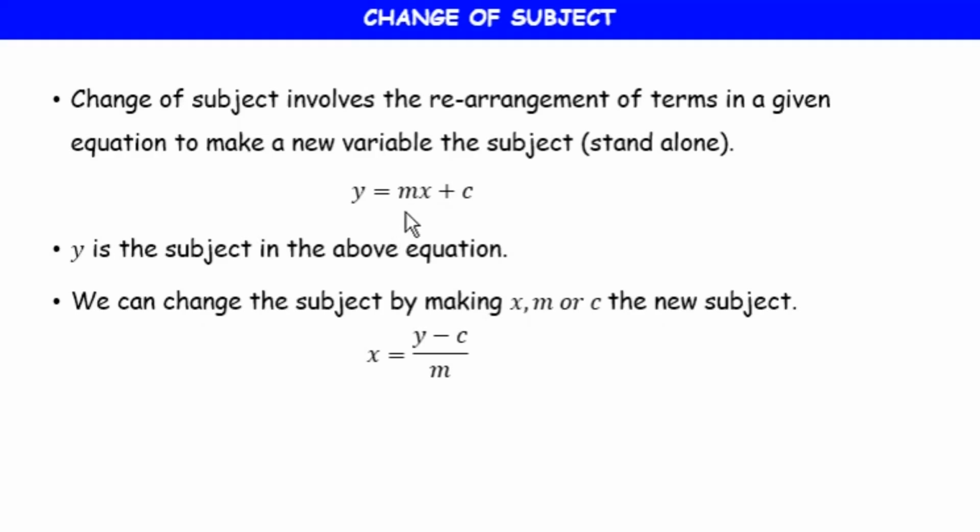After we are through with this topic, you would understand why X is equal to Y minus C all over M. So when we make X the subject here, we are going to arrive at this solution, that X is equal to Y minus C all over M. That is simply what change of subject is all about. So let's quickly run through the lesson and look at how change of subject is done practically.